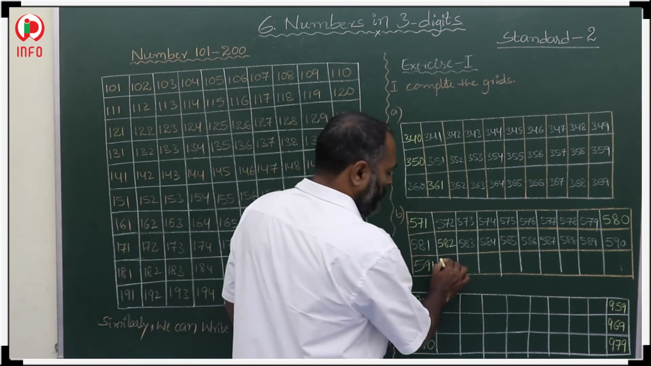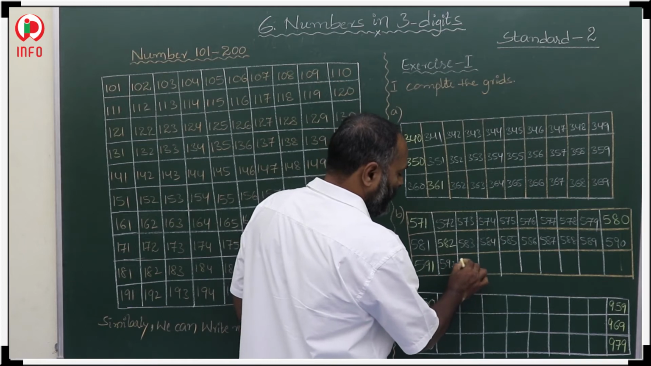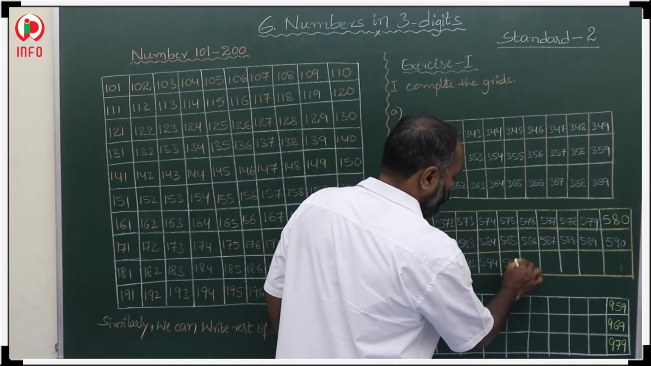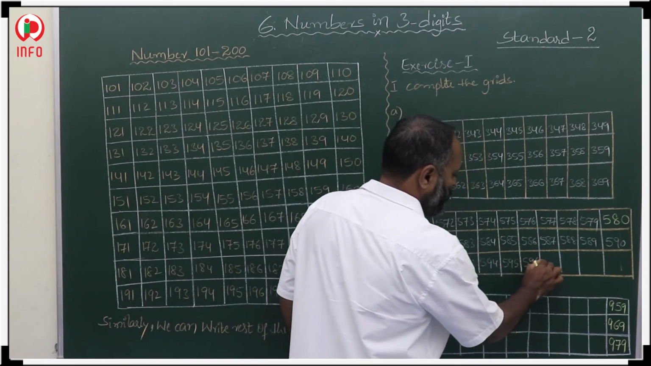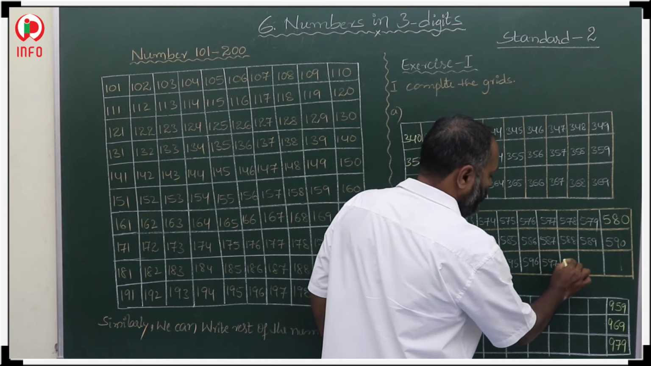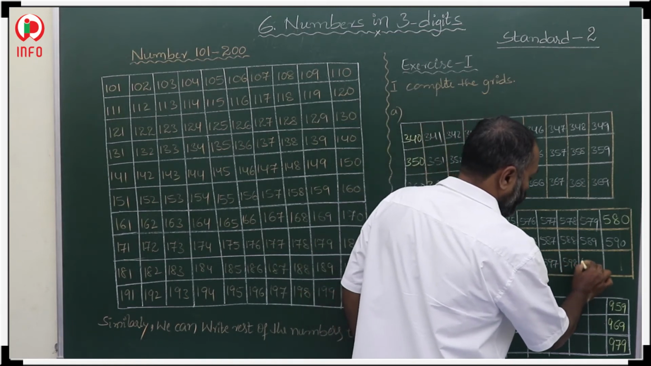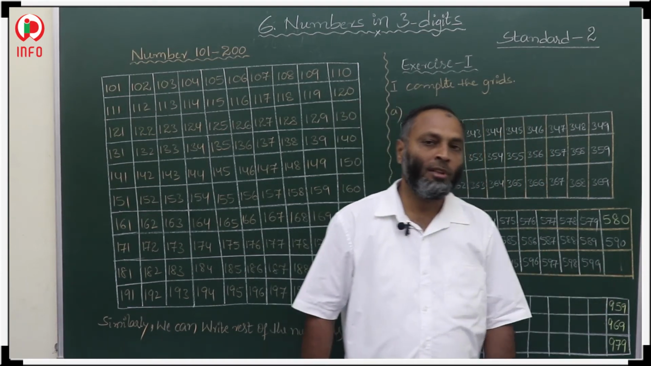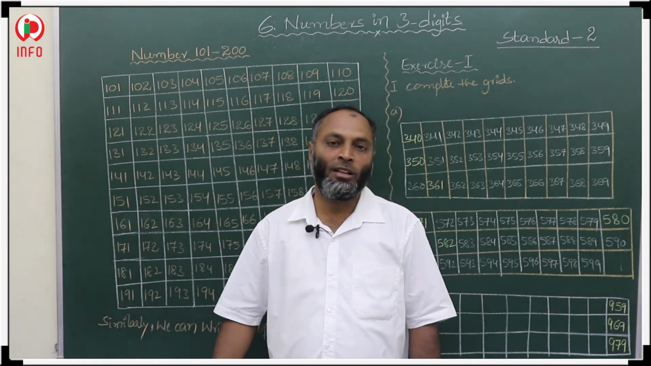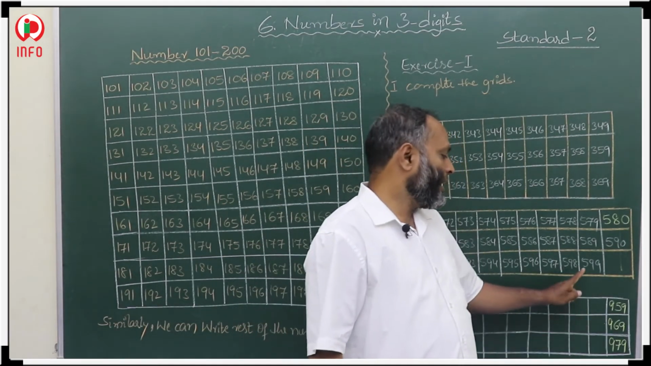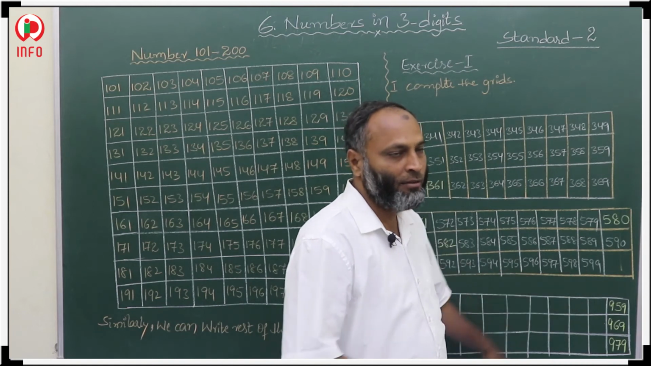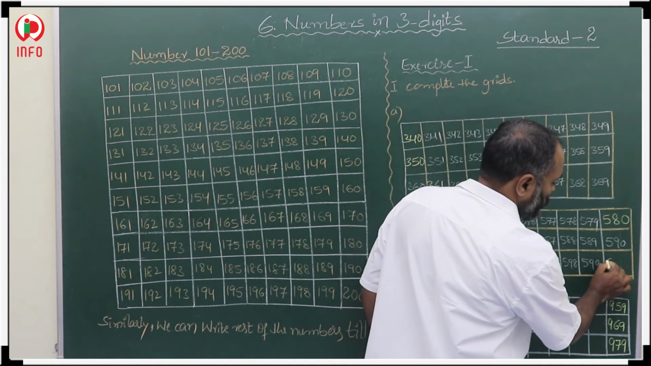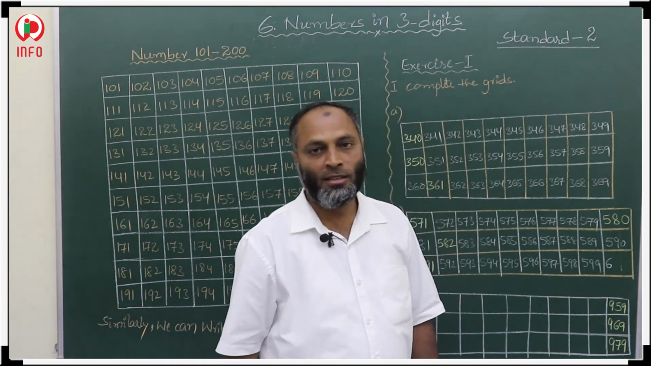Then after that 592, 593, 594, 595, 596, 597, 598, 599. Here 99 came. So if 99 came, then after that which number do we have to write? In hundreds place 5 is there, then we have to increase by 1. So taking the successor of this 5. The successor of 5 is 6.